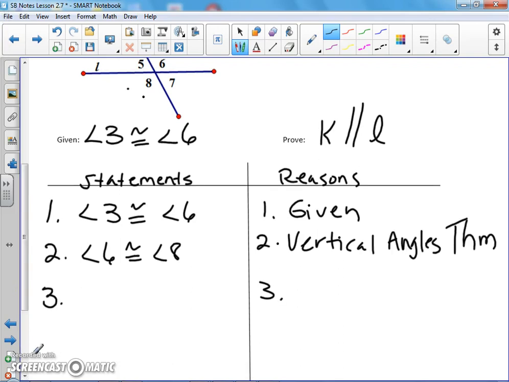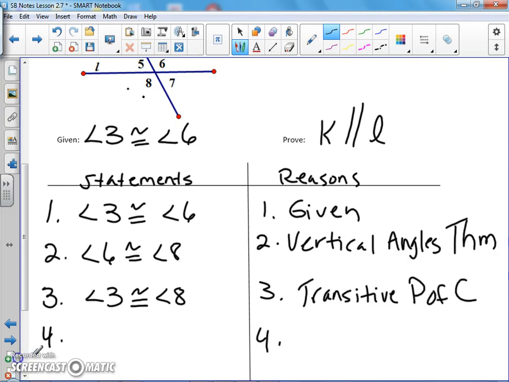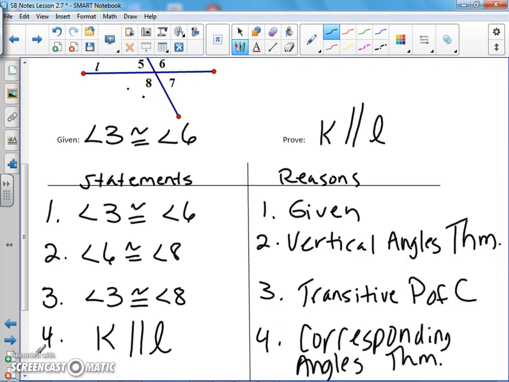Well, now I have 3 congruent to 6 and 6 congruent to 8, which means I can draw the conclusion that angle 3 is congruent to angle 8 because of the transitive property. Now that I have angle 3 congruent to angle 8, which is a pair of corresponding angles, I can state that the two lines that I'm looking for are parallel because of my corresponding angles theorem. And that completes our proof. All right, so now let's go on and look at the next proof.